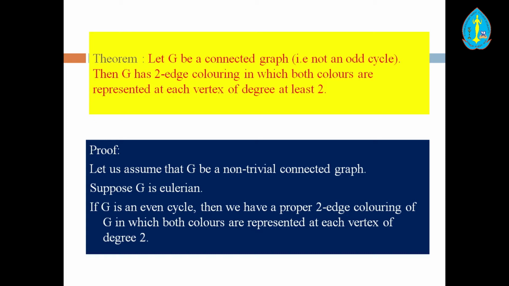Eulerian graph means G contains an Eulerian tour, an Eulerian trail which traverses every edge of G. If G is an even cycle, then we have a proper two-edge coloring of G in which both the colors are represented at each vertex of degree 2. Alternately we give the colors 1 and 2, and we get a proper two-edge coloring of G.